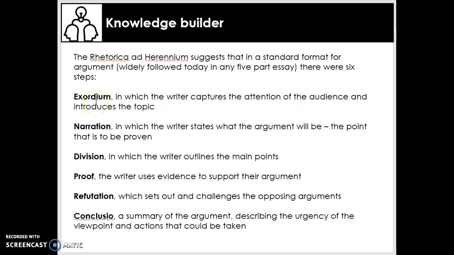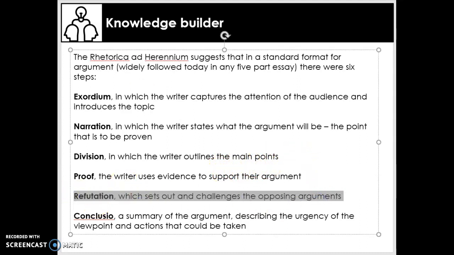The first one is what's called the exordium, which is about capturing the audience's attention, introducing the topic, but not really getting into your argument yet. The narration is stating what your argument's going to be, setting out your big ideas, if you like. The division, outlining your main points. The proof, giving evidence to support them. This one is particularly important, the refutation. We've done this before, the counter-argument, setting out and challenging the opposing arguments. And then lastly, we have the conclusion, which is summarising and having a kind of urgent tone at the end that people need to take action.